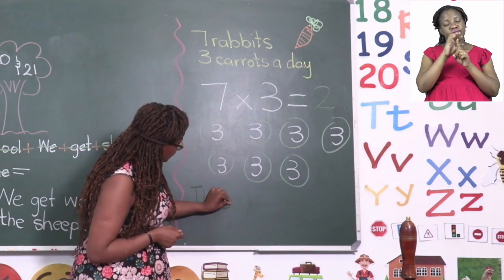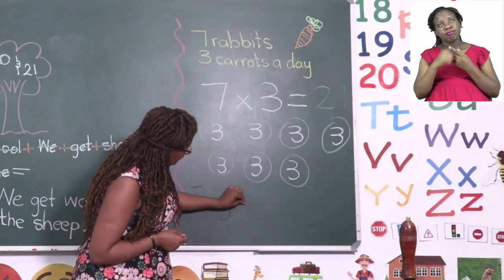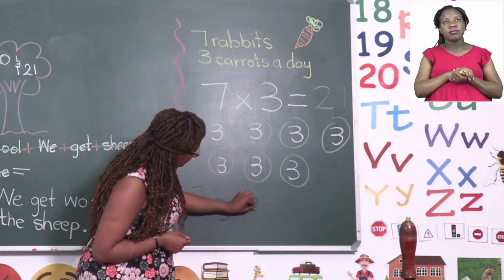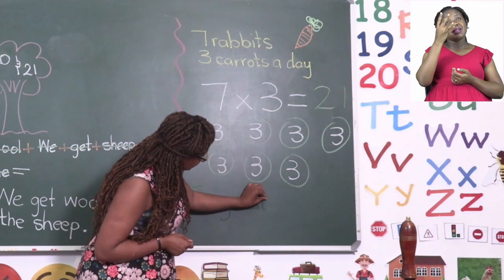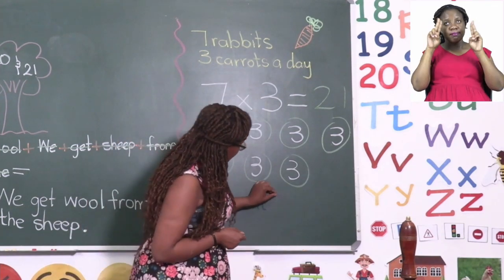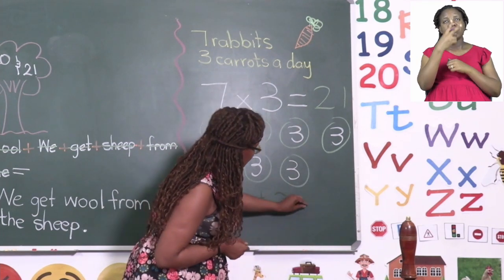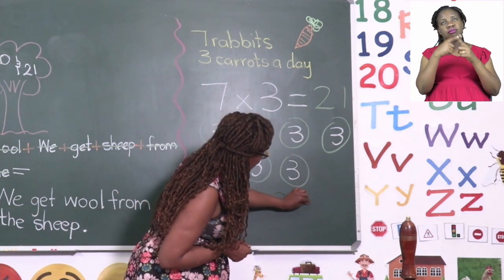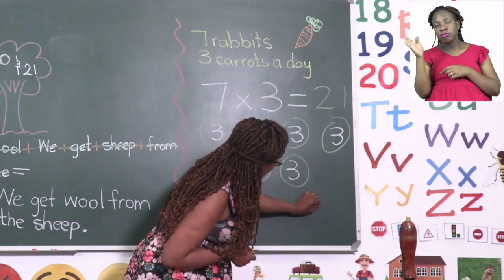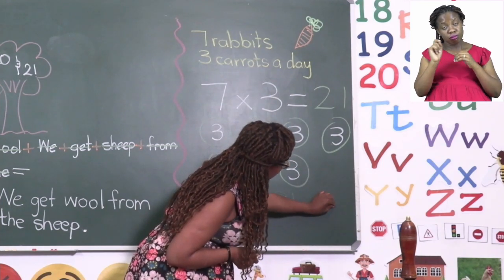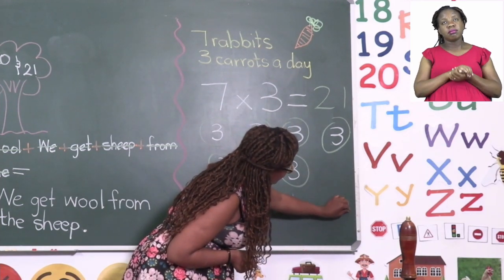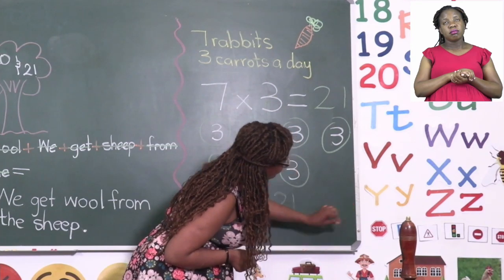21 carrots. Make sure you keep your handwriting nice and neat, all the letters are the same size. We said how many? 21. You can leave it there, or you can actually say 21 carrots. Good job, everyone. Well done.